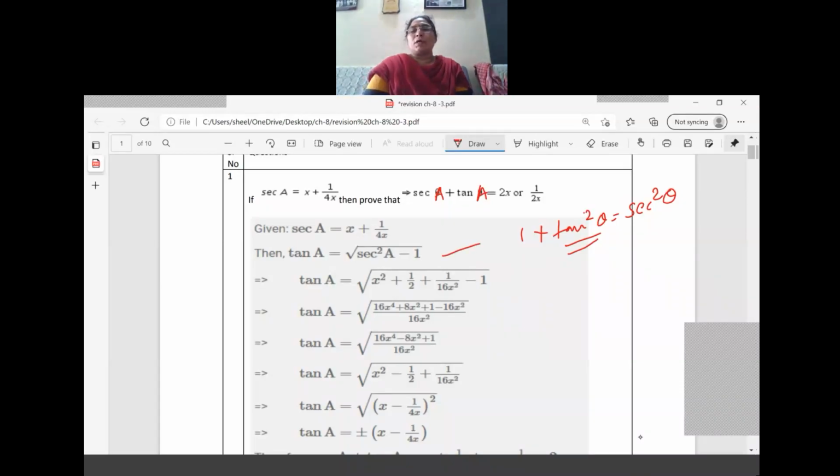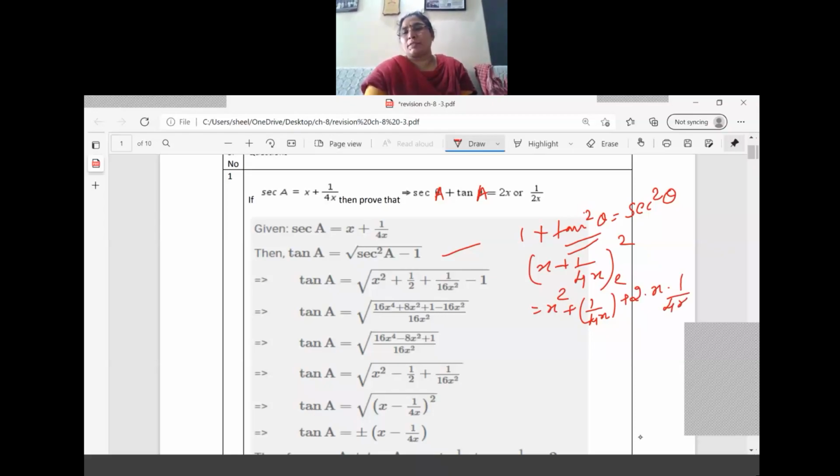Now we are substituting for sec A: x plus 1 by 4x whole square, minus 1. It is an (a plus b) whole square formula. So it is x square plus (1 by 4x) whole square plus 2 into x into 1 by 4x, minus 1. All three terms are connected with this. Here x square is there, so we get x square. Now (1 by 4x) whole square is 1 by 16x square.